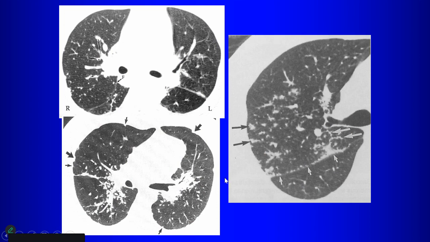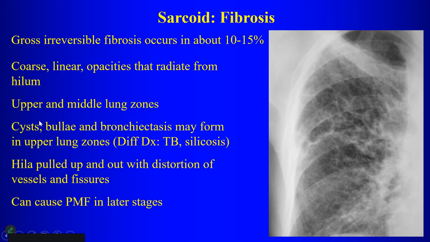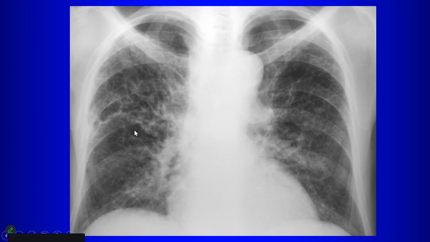So a perilymphatic distribution of nodules is also associated with sarcoidosis. Okay? Now, sarcoid, as it progresses, can also give you fibrosis. That also has an upper lung predominance, upper and mid lung predominance. We can have cysts, bullae, bronchiectasis there that can resemble tuberculosis or pneumoconiosis. You can get distortion of the hila with sarcoidosis.